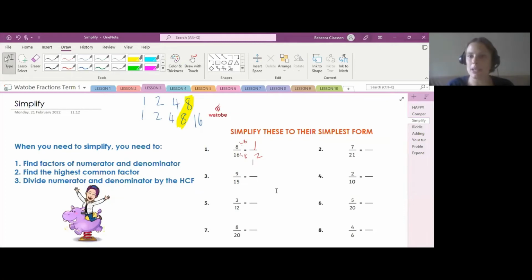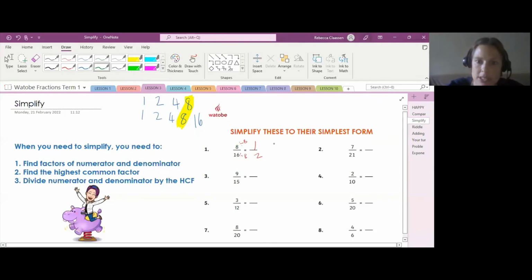For number 1, you can also divide by 2. We can. All right, so we can divide it by 2. But can we all mute? There's someone not muted. If we divide it by 2, 8 divided by 2 is going to give me 4, and 16 divided by 2 is going to give me 8. Can I simplify more?